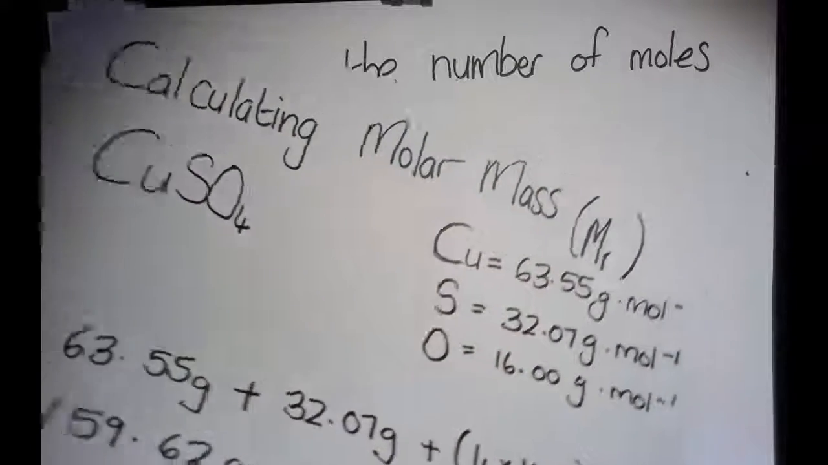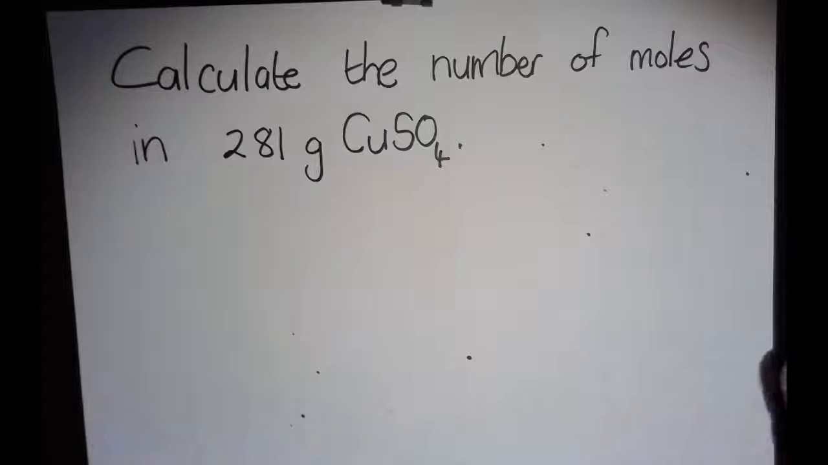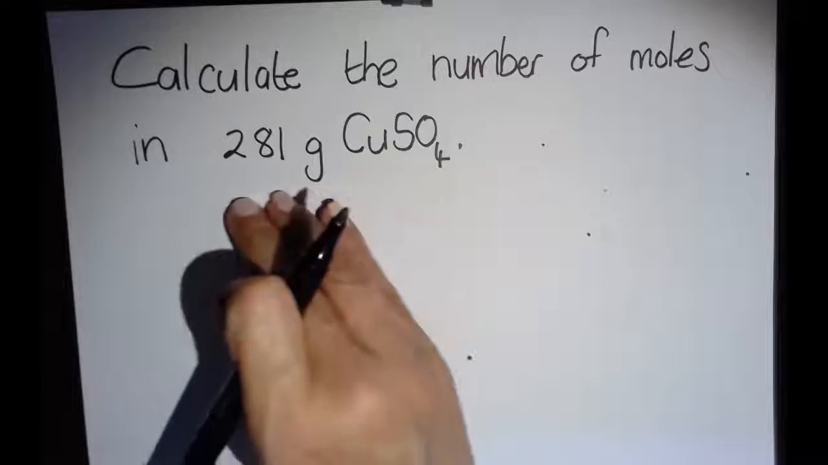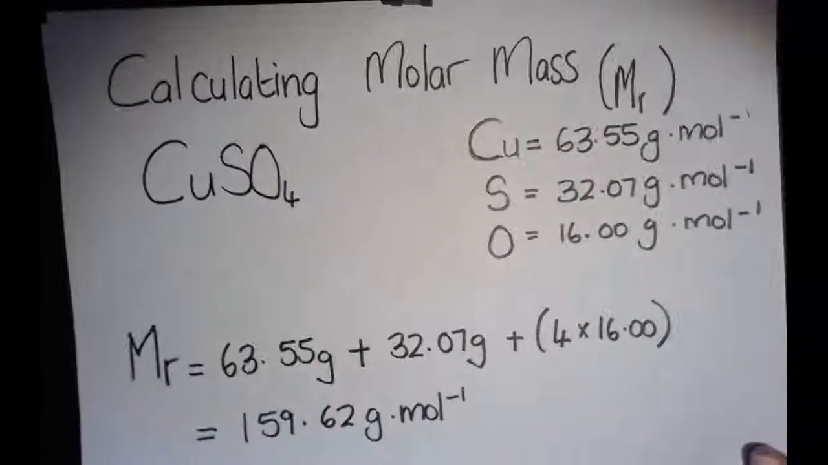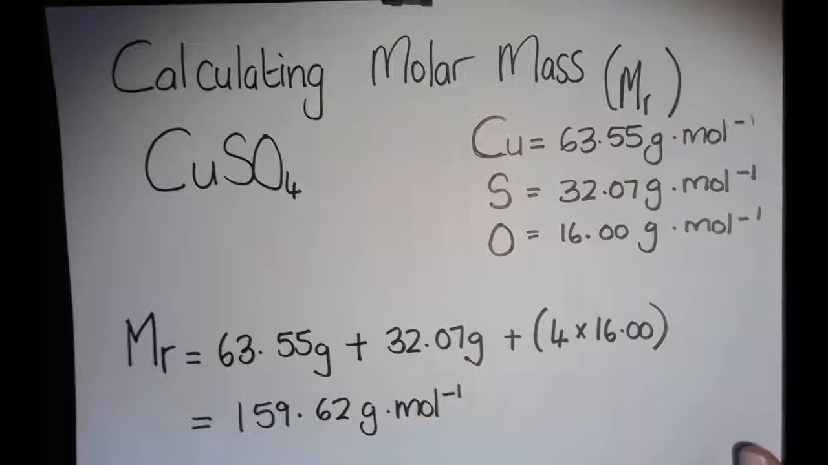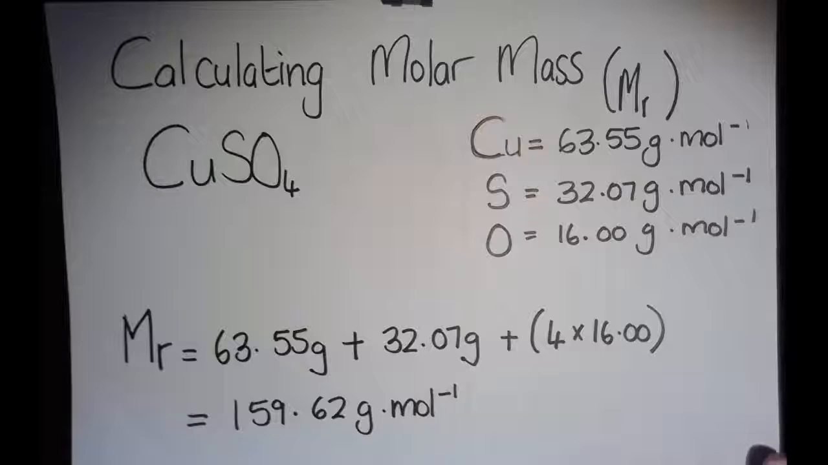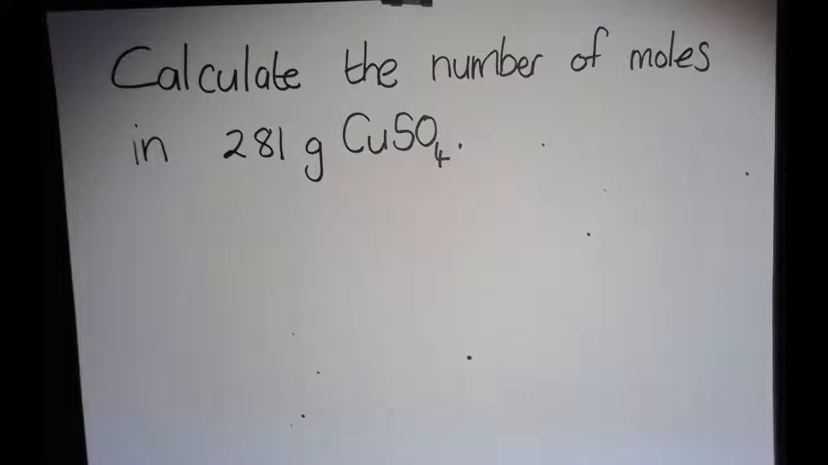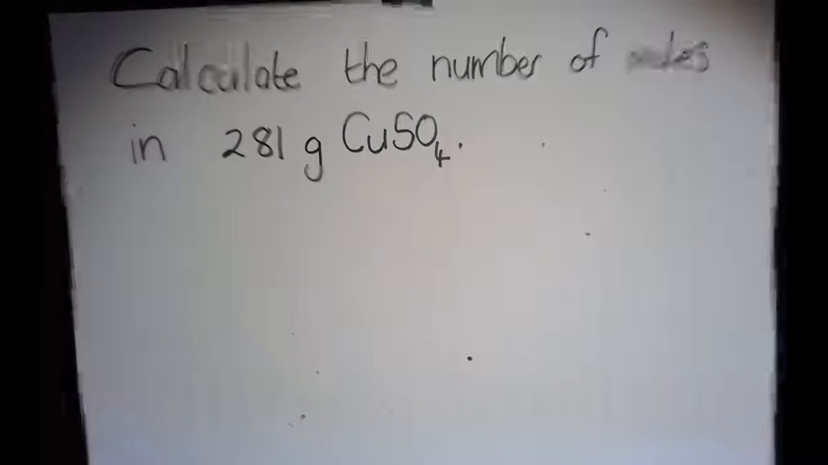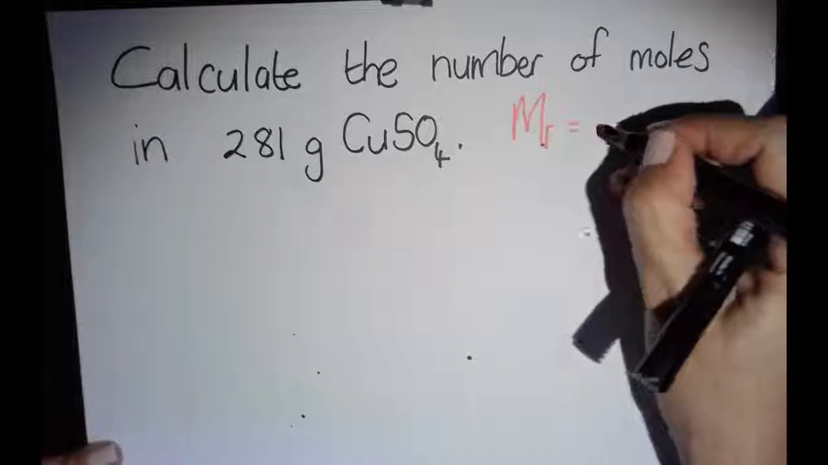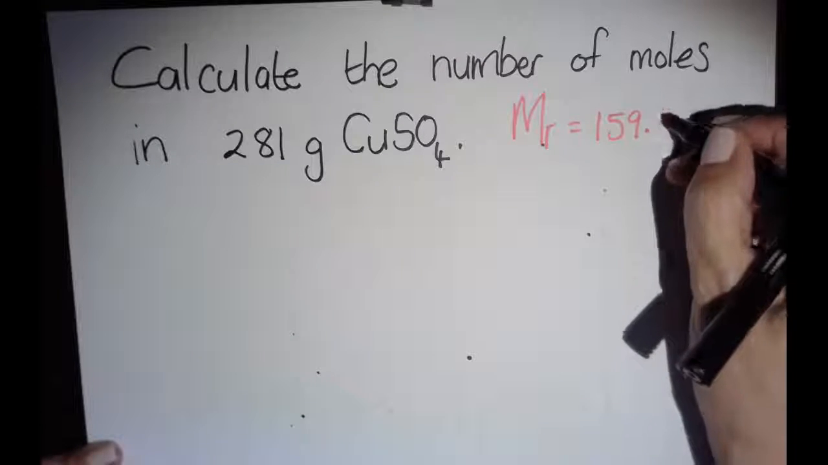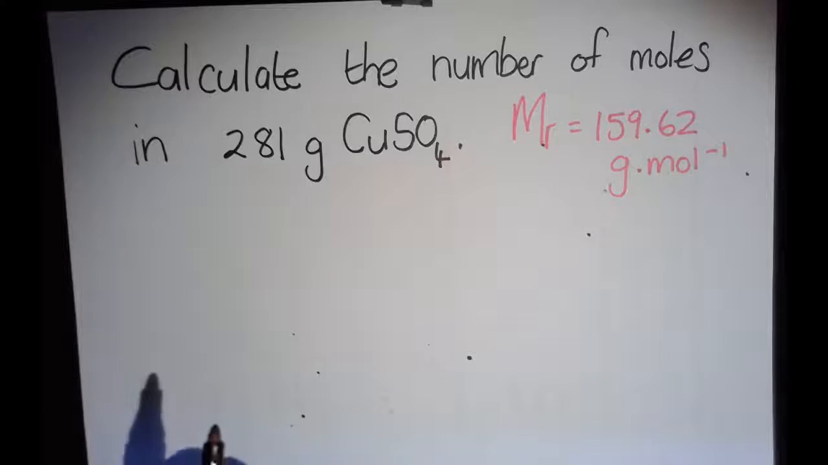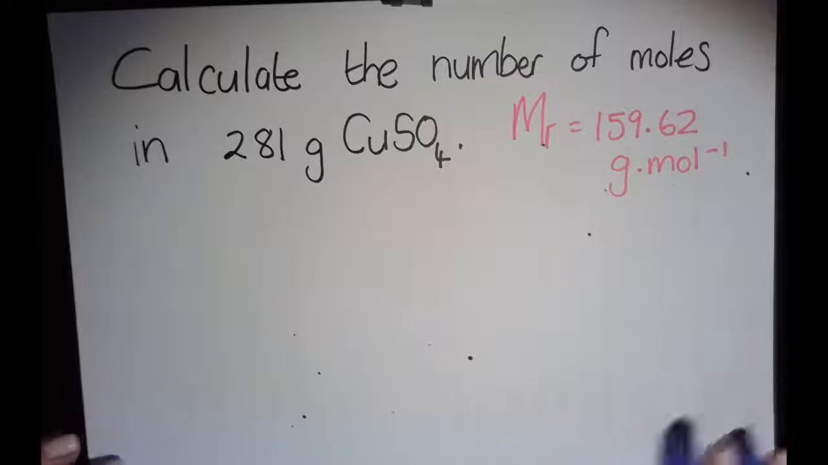Now the second thing you have to know is how to convert to moles if you know the mass. Any calculation where you have to convert that involves mass, you have to calculate the molar mass of the substances involved. So if we're looking at copper sulfate, we've already calculated the molar mass, so I'll transfer the answer here, and we see that the molar mass is equal to 159.62 grams per mole. So I calculated that first. Now I can go and do the equation.